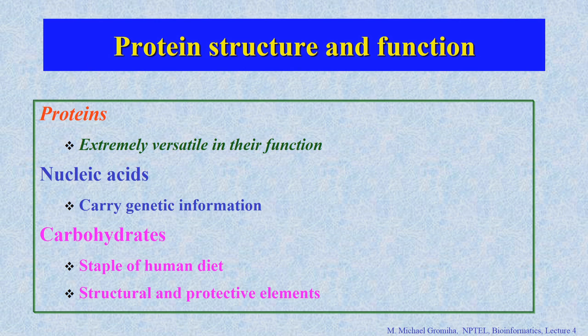Nucleic acids we discussed in the previous classes; they carry genetic information. We also talked about carbohydrates, which are a staple of the human diet in the form of glucose or fructose, and also structural and protective elements, depending upon the linkage, as in cellulose and so on. Then consider proteins. This is extremely important; proteins are extremely versatile in their functions in all living organisms. Proteins perform diverse functions in living organisms.